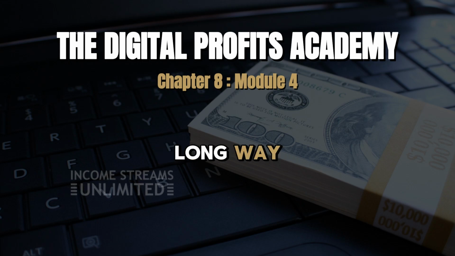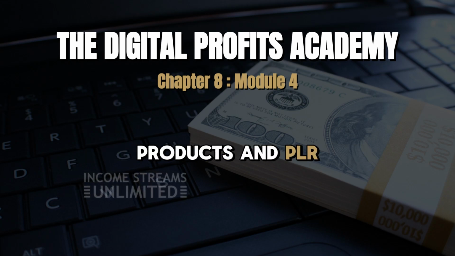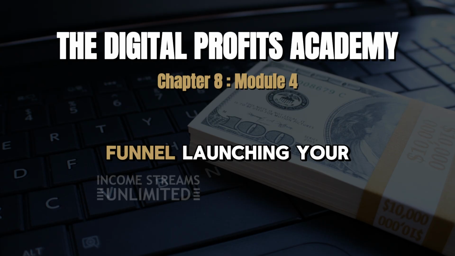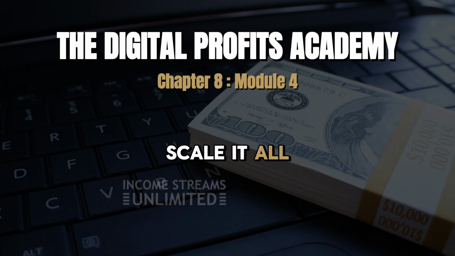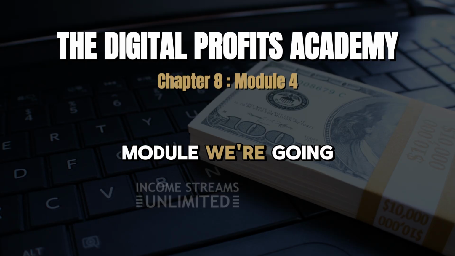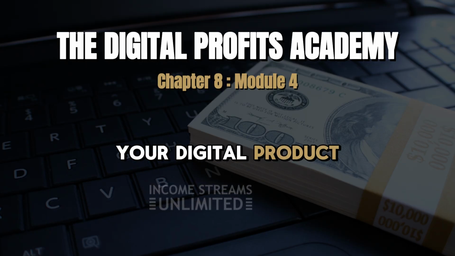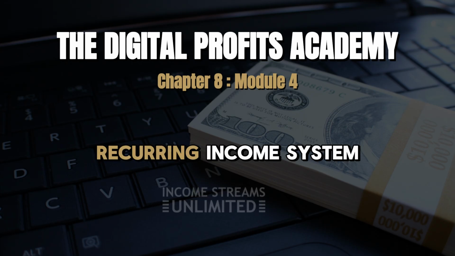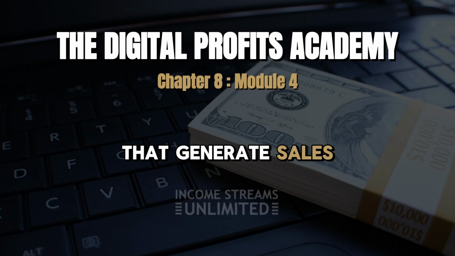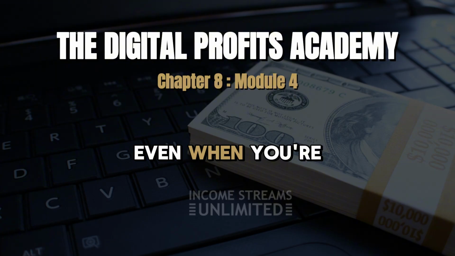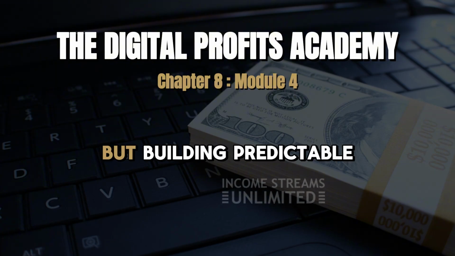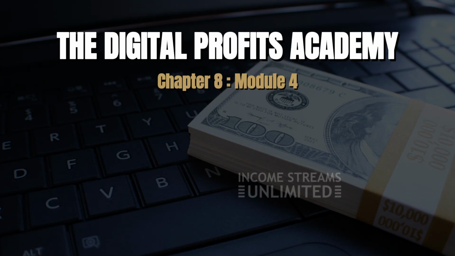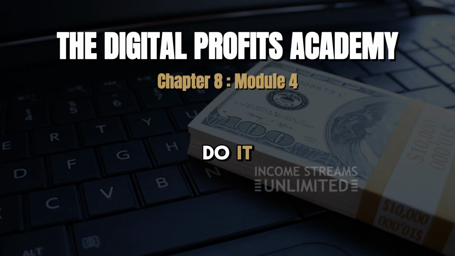You've come a long way from understanding digital products and PLR to building a funnel, launching your first product, and learning how to market and scale it all. In this final module, we're going to show you how to turn your digital product side hustle into a reliable recurring income system that generates sales every single month, even when you're not actively working. Because making a few sales is great, but building predictable income? That's true freedom. Here's how to do it.